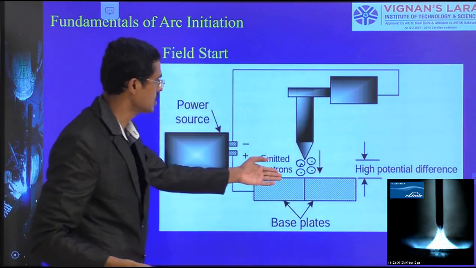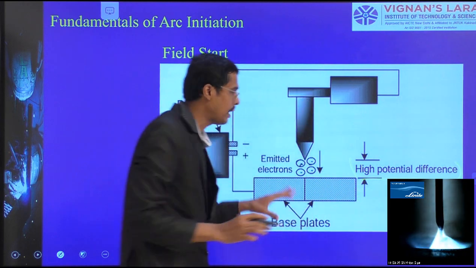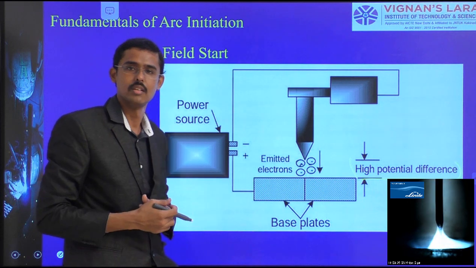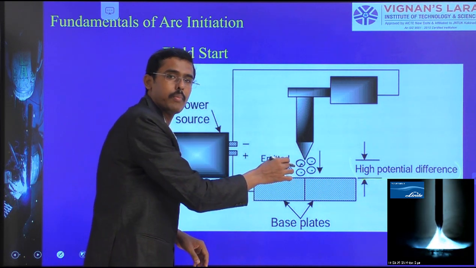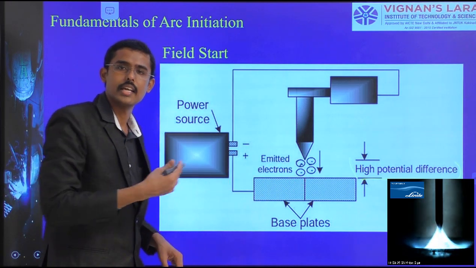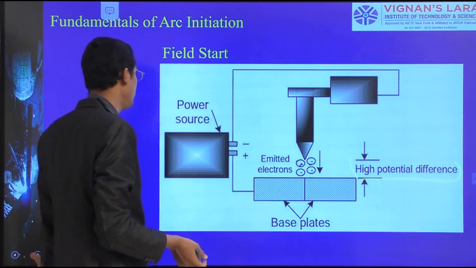So what am I doing? In such cases I am applying a high potential difference, simply. I am not touching. In the earlier class we used the touching method, but here I am not touching. A simple high potential is applied and the release of electrons happens, and these emitted electrons will flow towards the workpiece and can join there. It means heat is generated, and automatically the electrode will be melted.